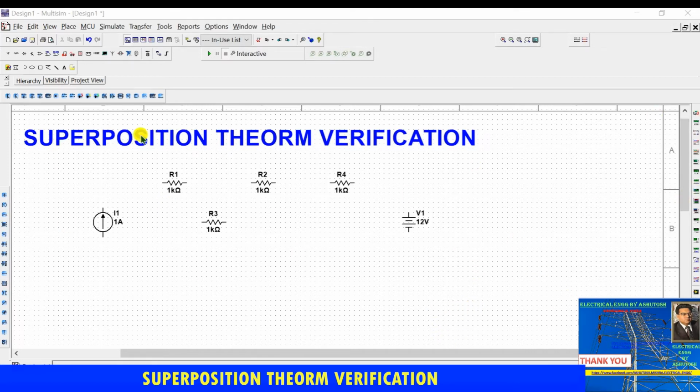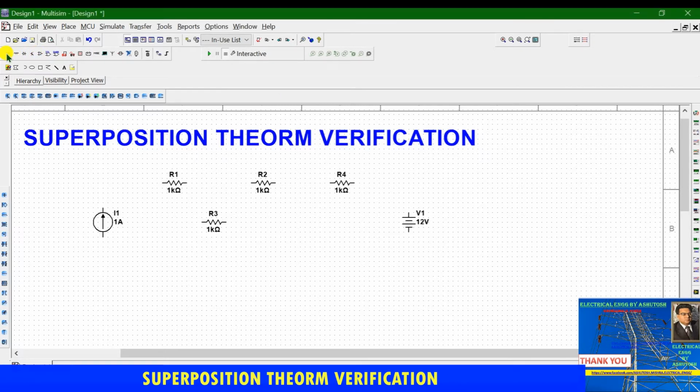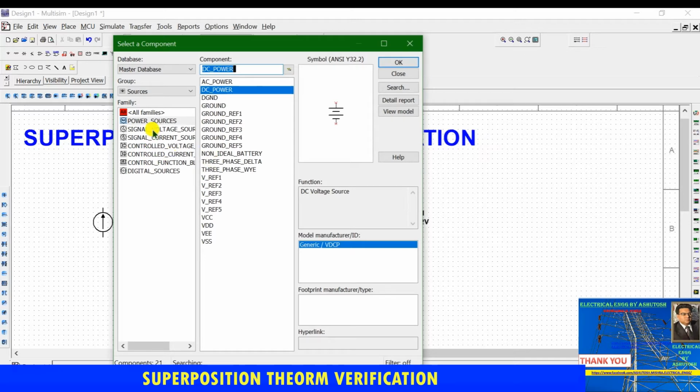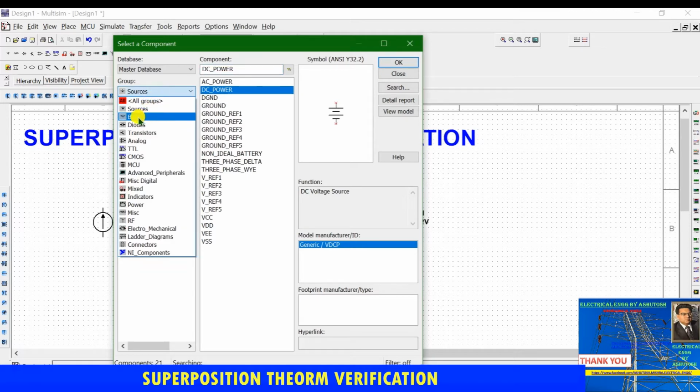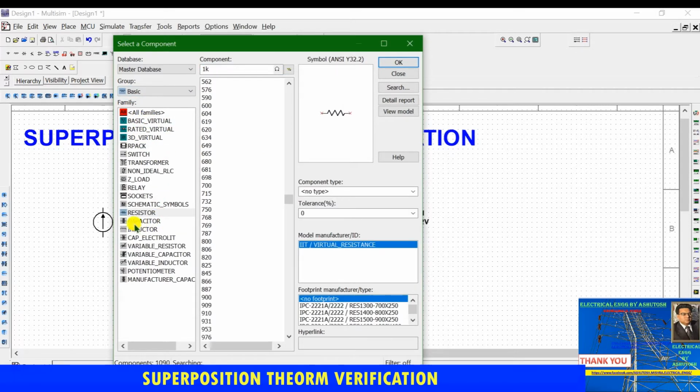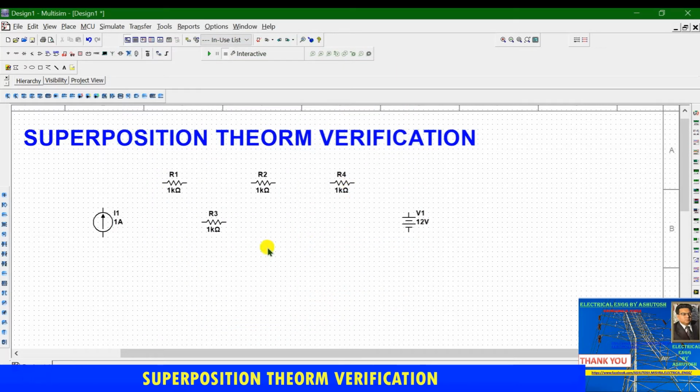Today I am going to explain superposition theorem verification in Multisim software. These are the components I have already selected. You can also download this software, Multisim, and choose these components from here. Just click here and you can choose different components like DC power supply, DC current supply, and resistance. From basic components you can choose resistor, capacitor, inductor. There are various components, so we have to choose resistor, and we have already selected 4 resistors.